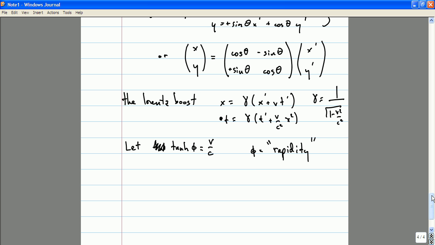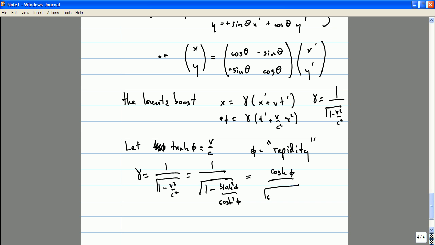So what does gamma look like in terms of tanh phi? Gamma is 1 over the square root of 1 minus v squared over c squared, which is 1 over the square root of 1 minus tanh squared phi, which is sinh squared phi over cosh squared phi. Then let's multiply the numerator and denominator of this expression by cosh phi. So you get cosh phi over the square root of cosh squared phi minus sinh squared phi. But cosh squared phi minus sinh squared phi is 1. So this is just cosh phi.